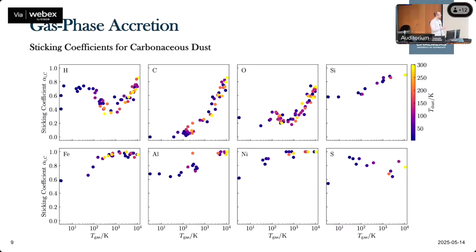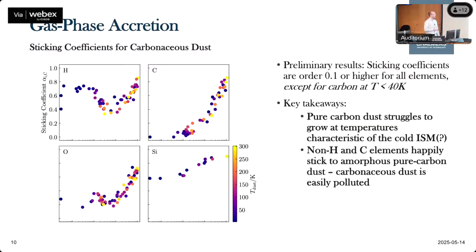The one very interesting counterexample, which we need to add more points to, is that the sticking coefficient appears to go to 0 for carbon below temperatures around 10 to the 40 Kelvin. We don't fully understand that, but it probably has something to do with the activation energy needed to break an existing bond on the surface of the grain in order for a new atom to chemisorb onto the grain. So the key takeaways are that quite possibly pure carbon dust struggles to grow at temperatures characteristic of the cold ISM. Again, we need to fill this out. We're currently running molecular dynamics simulations to fill out the parameter space there, but that's what we see.